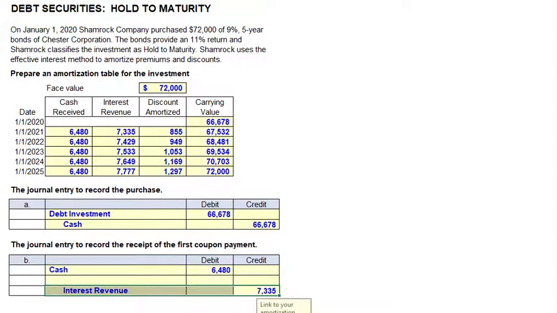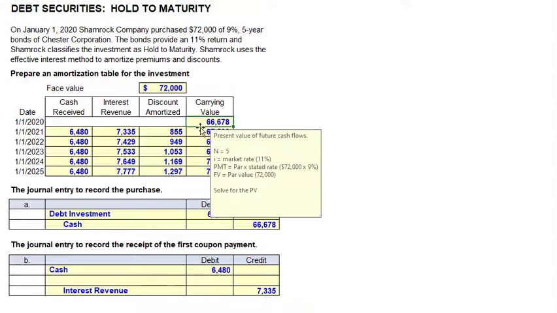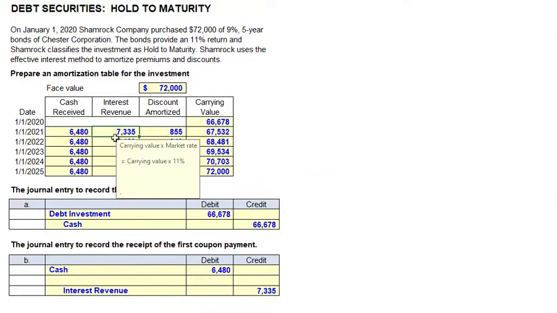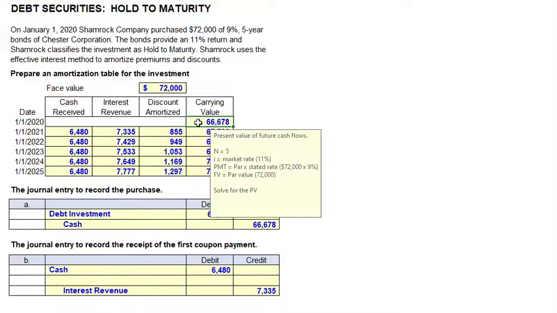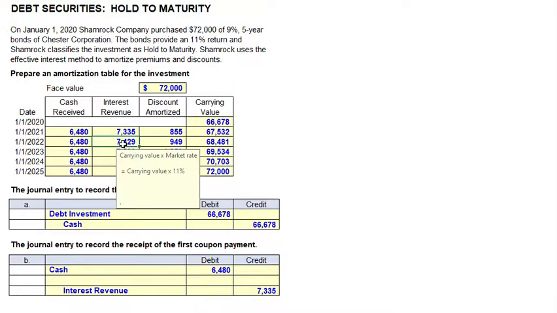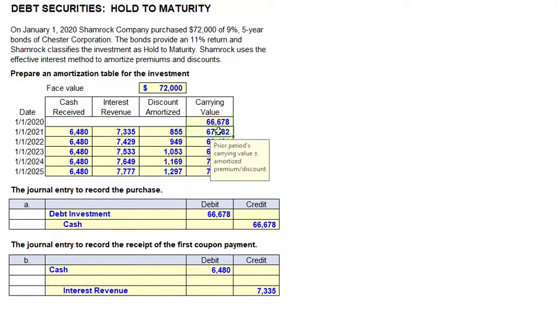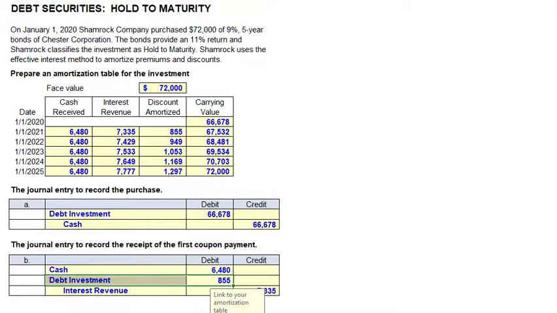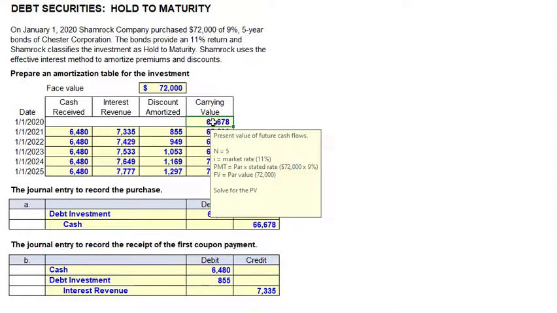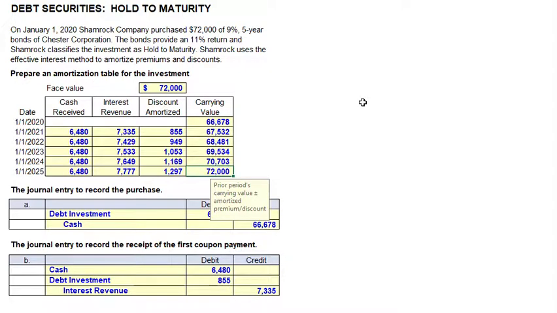Our interest revenue was $7,335, and again, that is the 11% market rate multiplied by the carrying value. So the 7,335 is 11% times 66,678. The 7,429 is the 11% times the 67,532, and so on. And then finally, we pick up the amortized discount, and that increases over time the carrying value of our debt investment until the very end of 5 years. It will equal its face value or par value.